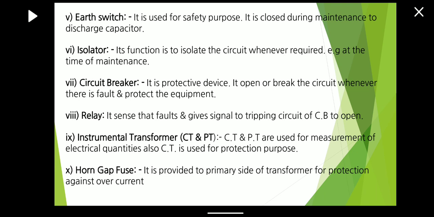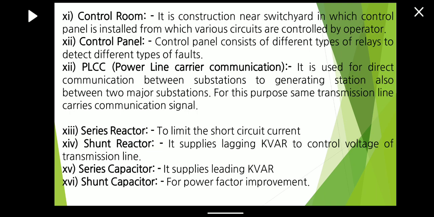Then the horn gap fuse. It is provided on the primary side of the transformer for protection against overcurrent. Then the next equipment is the control room. It is constructed near the switch yard, in which the control panel is installed, from which various circuits are controlled by the operator. Then the control panel. The control panel consists of different types of relays to detect different types of faults.